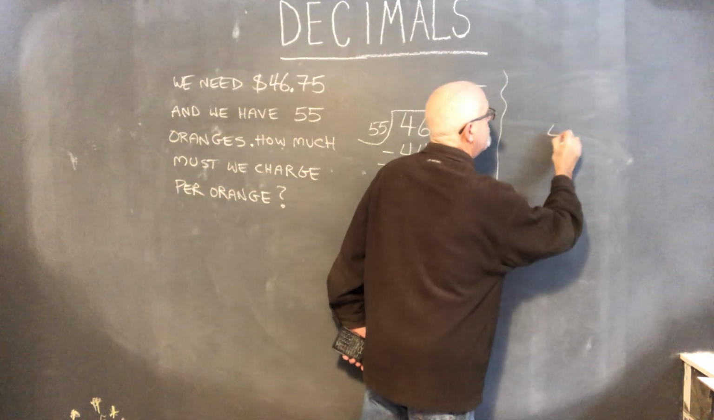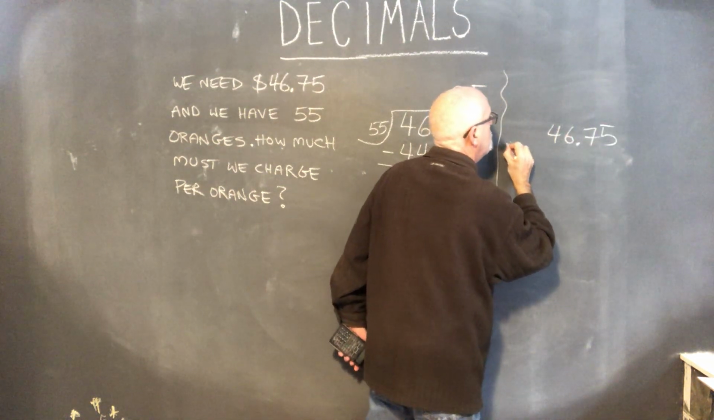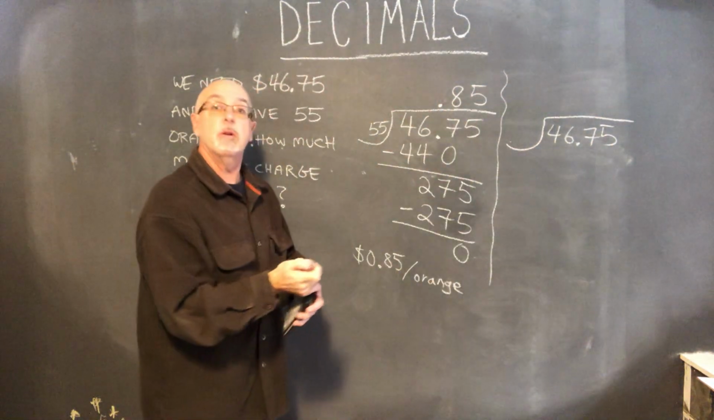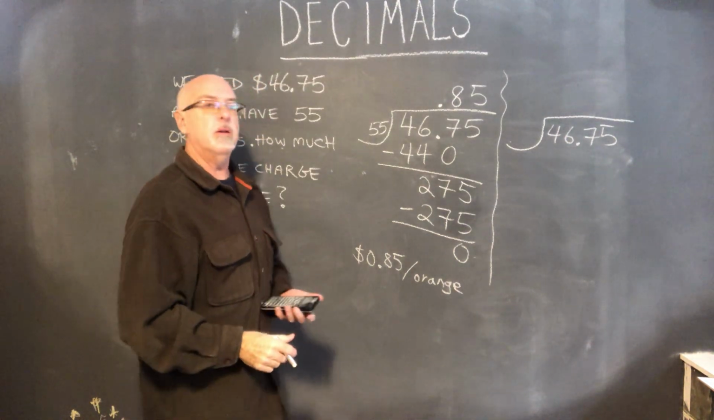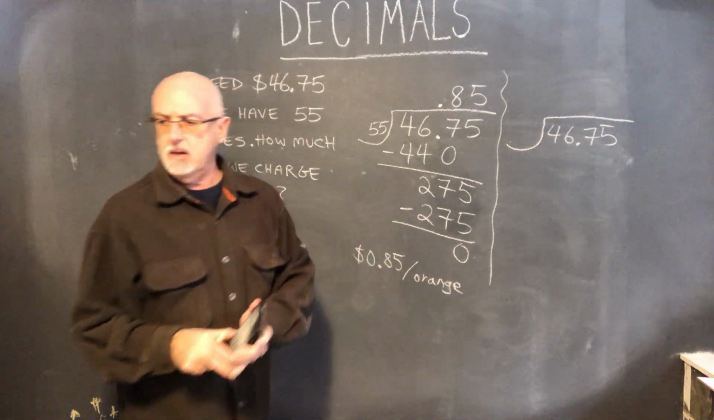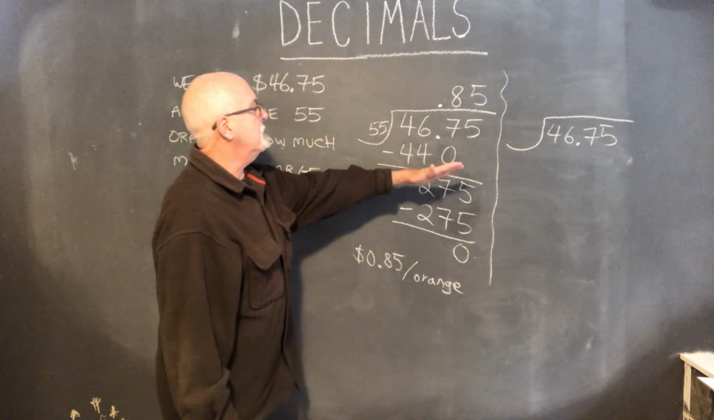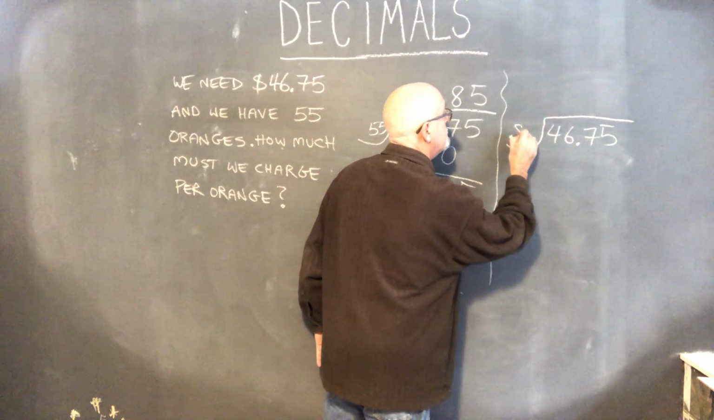I'm going to put the 46.75 here. I need that loop, and I'm making it nice and big so I have room to show everything, and I'm trying to make sure it'll show adequately on the video rectangle. And I don't need this calculator in my hand, so I'm putting it down. $46.75 divided by 85 cents. Now I have to show my decimal here.